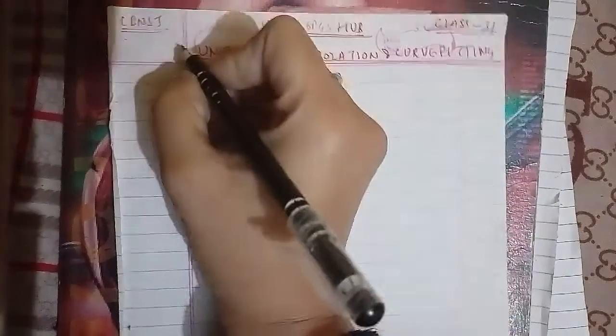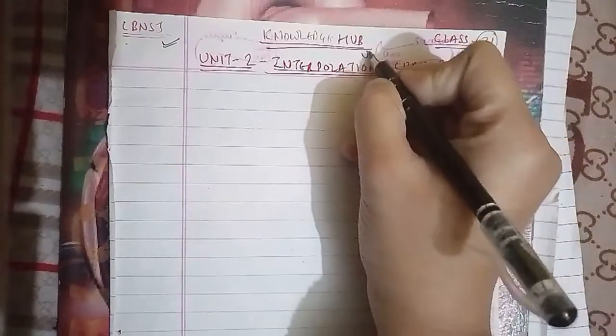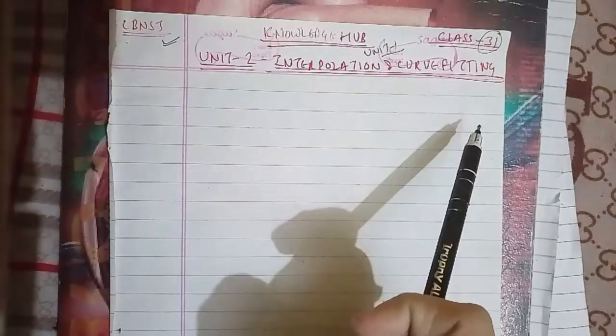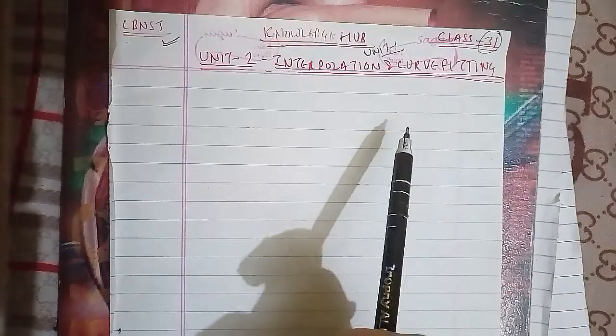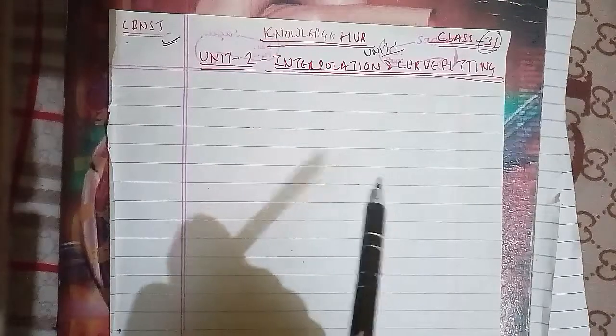Today we're going to start with your CBNST class, the computer based numerical and statistical technique, which is the 31st class. We had done the 30th class in the last session, where we had done unit 1, computer arithmetic and numerical and statistical technique. And now we have started with unit 2, which is interpolation and curve fitting. Now we go ahead and continue what we had done in the last classes.